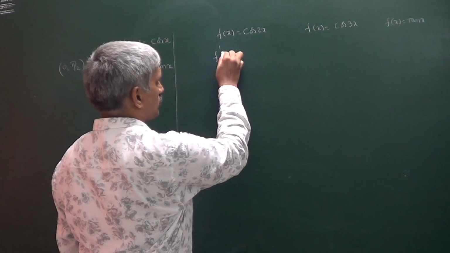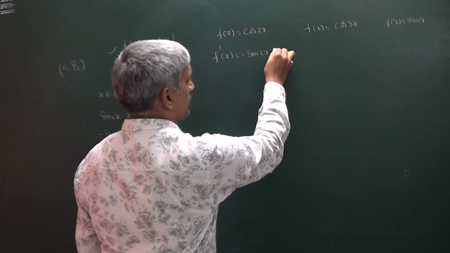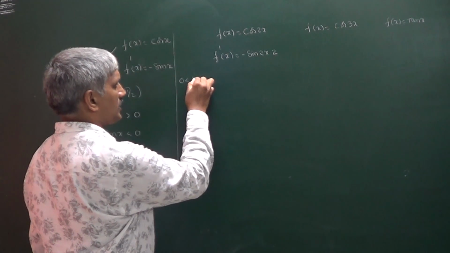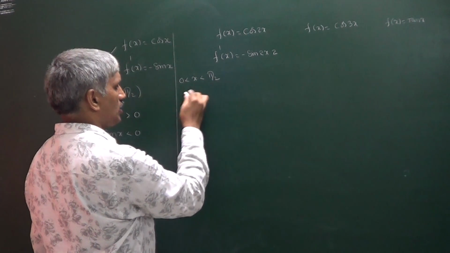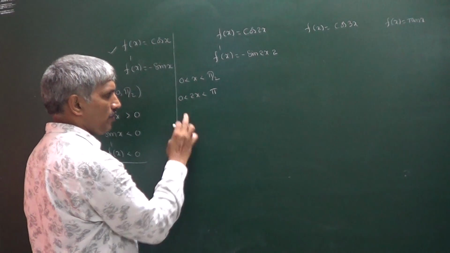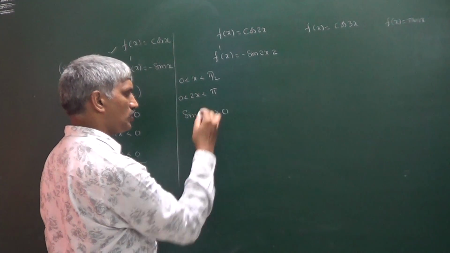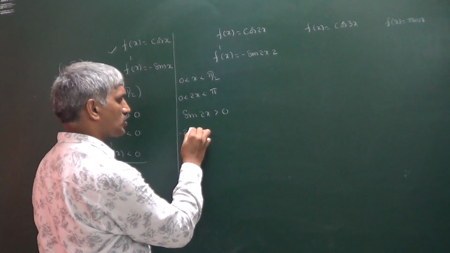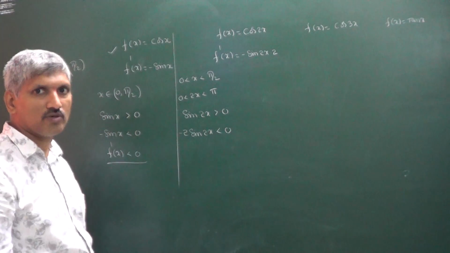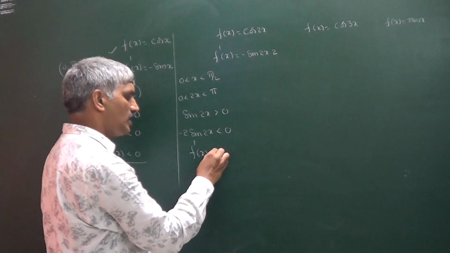f dash of x is equal to cos 2x differentiation, minus sin 2x, into inner function differentiation 2. Right? So, 0 less than x less than pi by 2 is the given information. Now, multiply with 2: 0 less than 2x less than pi. Now, between 0 to pi, sin 2x is greater than 0. Now, we can write minus 2 into sin 2x is less than 0, because multiplied with minus, that's why the inequality changes, which is nothing but f dash of x less than 0.